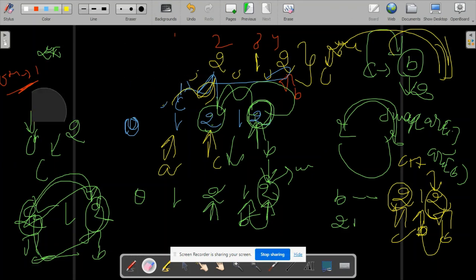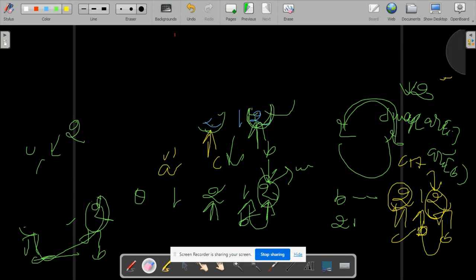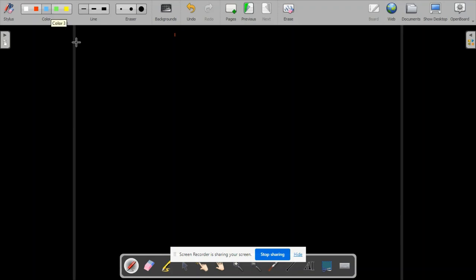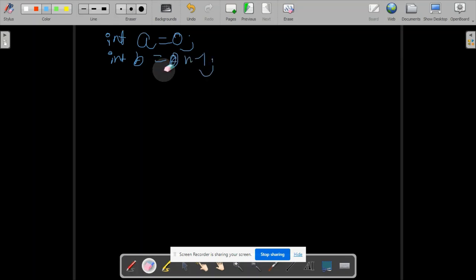I hope now this question is clear to you. Let me write the code. A is kept at 0, B is kept at n minus 1, that is the last index, not 0, sorry.